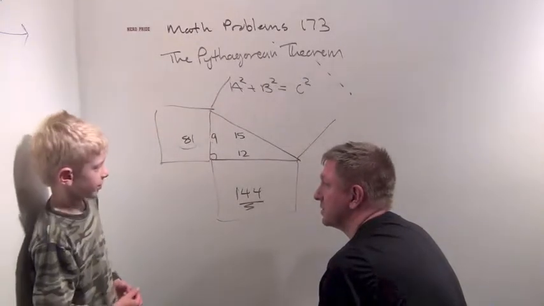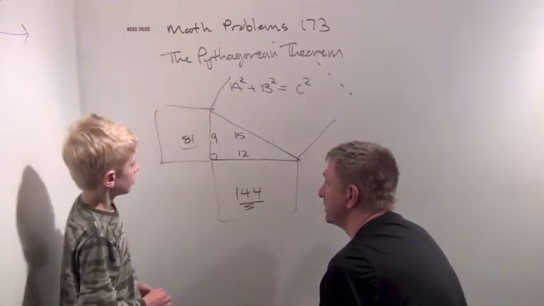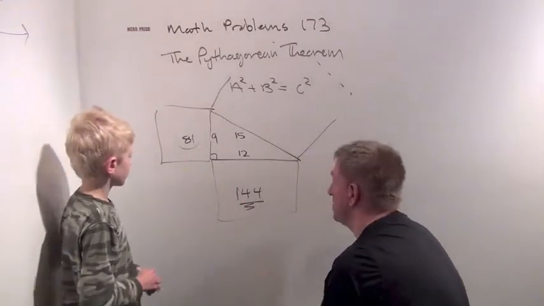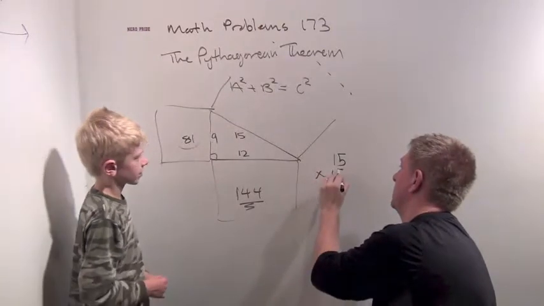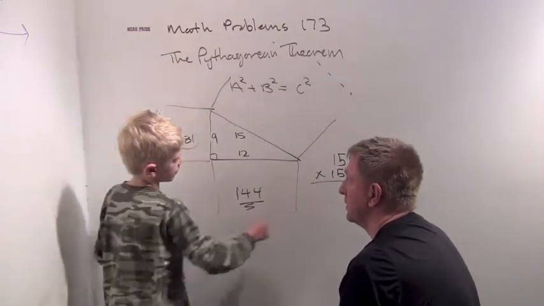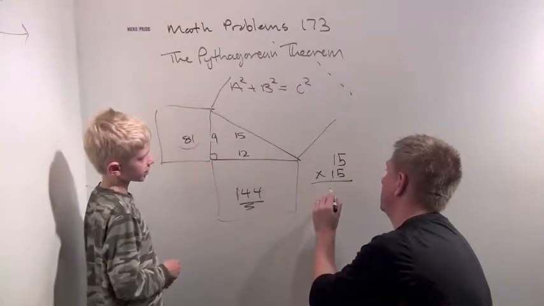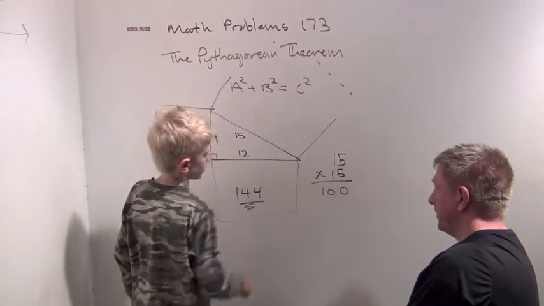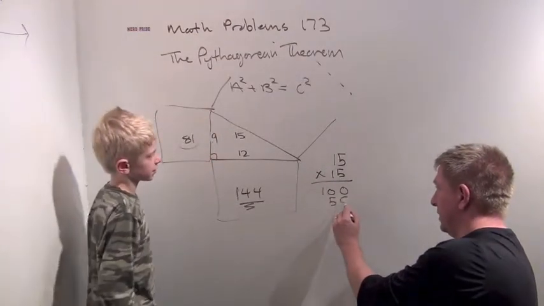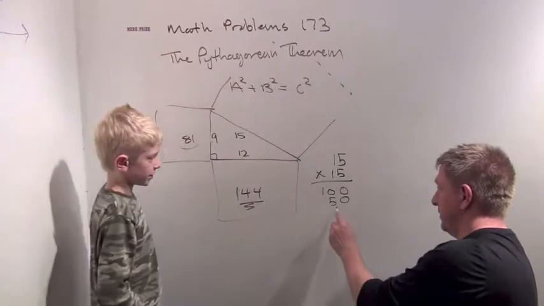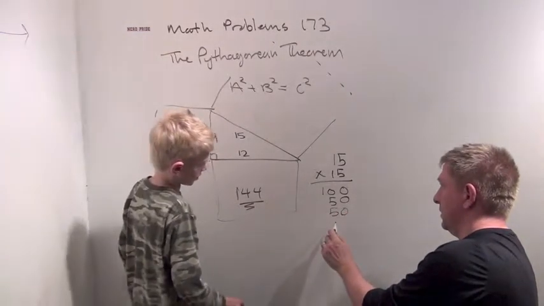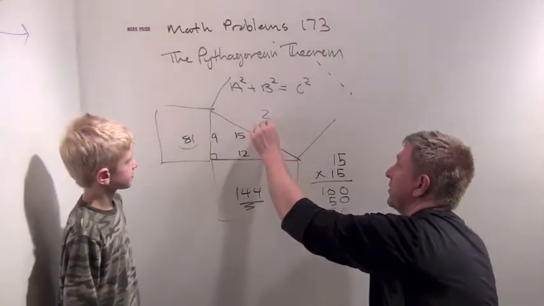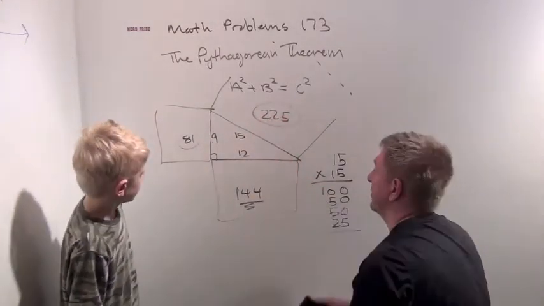Well, it's not 125, because that would be less than 144. It should be more. So 15 squared: 100, and then 10 times 15 is 150, and then 50, and then 25. So 225. There you go. 225 is the area of the square up here that I couldn't draw.